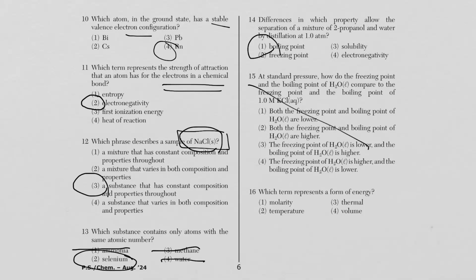We're going to 16, which term represents a form of energy. It is not temperature, it's thermal. Temperature is a measure of the kinetic energy of the particles that make up a substance. Be very careful. This is another vocabulary word where students sometimes forget. They think, oh, well, it's just how hot or cold something is. That's not just the definition.